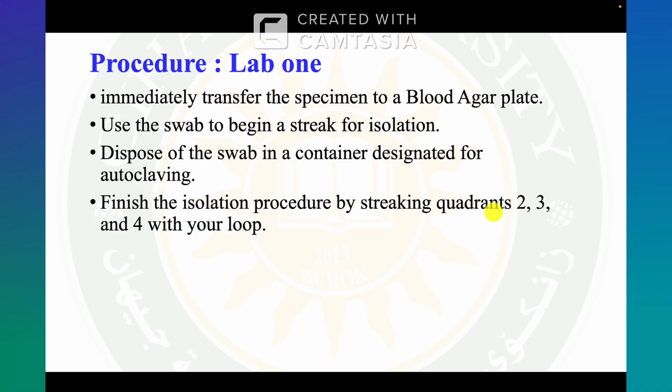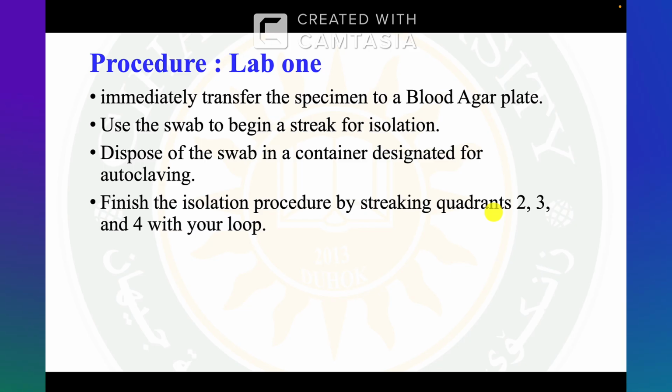According to the procedure today, every group will inoculate the sample of Streptococci on a blood agar. You have a blood agar on the bench and you have the sample, and you will do the streaking and inoculation on the surface of the blood agar, as you have learned the techniques of streaking and inoculation. The next day you will have the results.